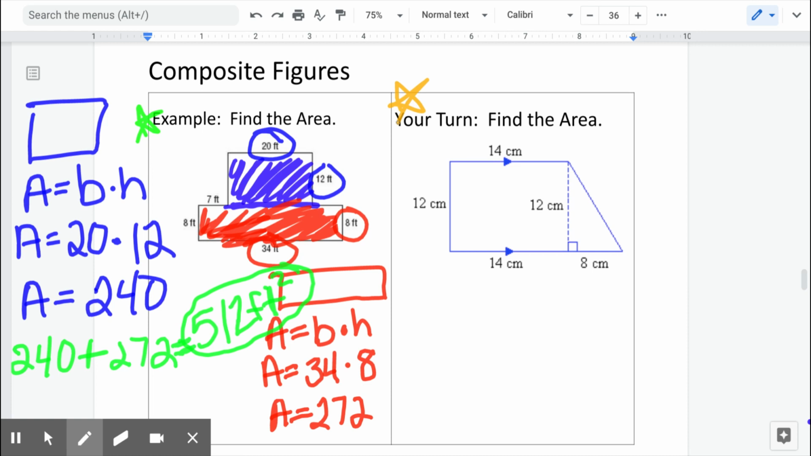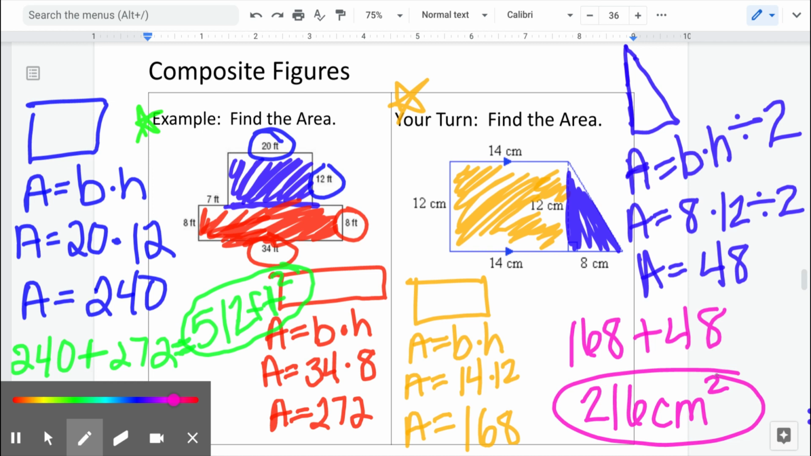And here is the answer to the you try. All right, how'd you do on this shape here? First, I took my rectangle and I found the base times height. Then I took my triangle and I used the formula area equals base times height divided by 2. I got those 2 shapes, and then I added them together to get 216 centimeters squared. As you can see, I am still using my formulas, still substituting, and still solving. Composite shapes are basically like 2 or 3 shapes put together into one.